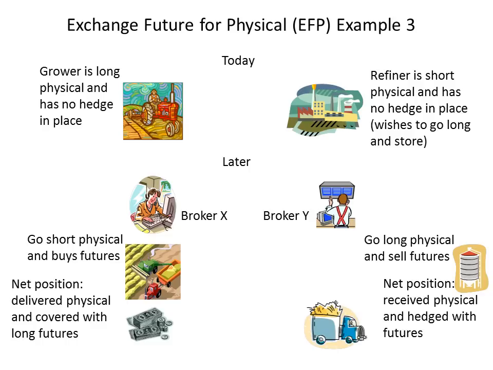And as far as the refinery goes, they have a net position where they have received the physical, and because they're going to store the physical, they need to have sold futures, which they have in this particular example.